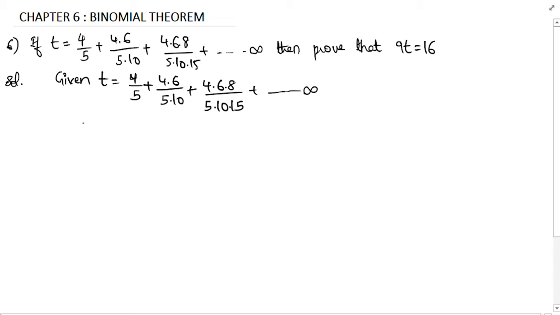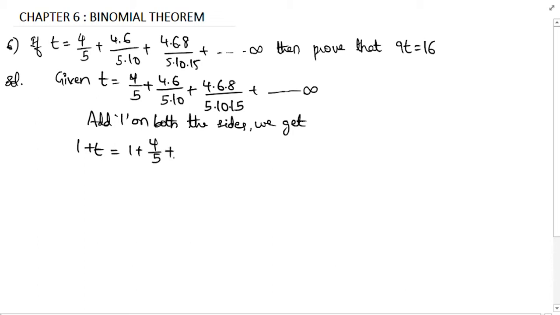Okay, so what we'll do is, it is not in our required form, so we will add 1 on both the sides. Add 1 on both LHS and RHS, then what do we get? We get 1 plus t is equal to 1 plus 4 by 5 plus 4 into 6 divided by 5 into 10 plus 4 into 6 into 8 divided by 5 into 10 into 15 plus so on up to infinity.